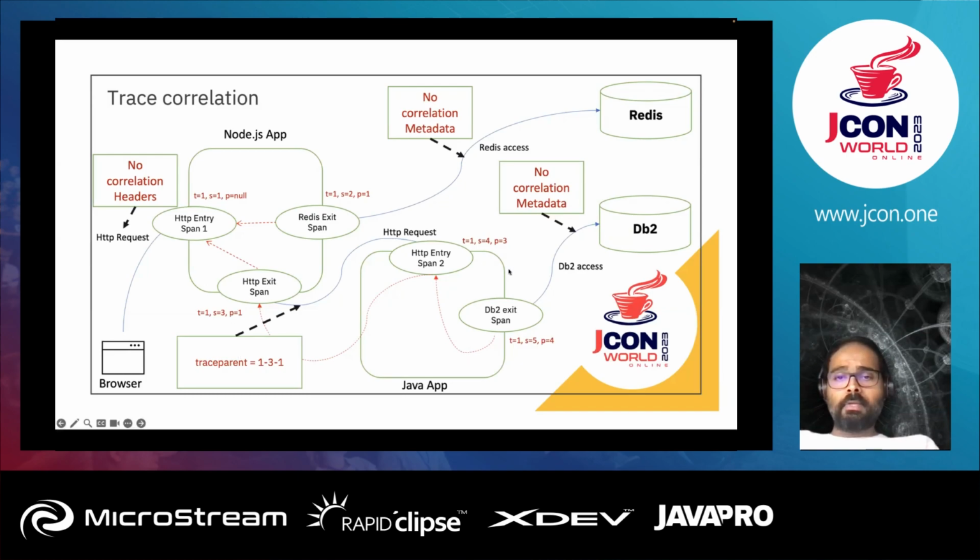And that's how the Java application realizes that it has to create an entry span with trace ID and parent ID set from the caller. So this is the trace correlation we are discussing. And if you're making a call where there is no metadata supported, then you won't be able to have this correlation. So for example, if you see Redis or DB2, this correlation metadata can't be put in because they don't support metadata information being passed.